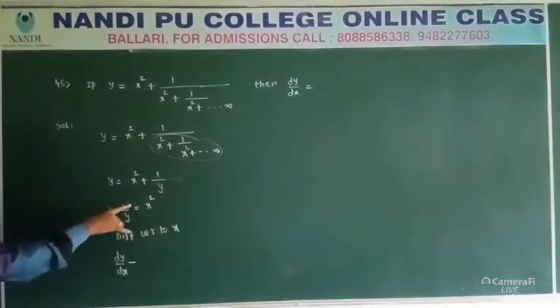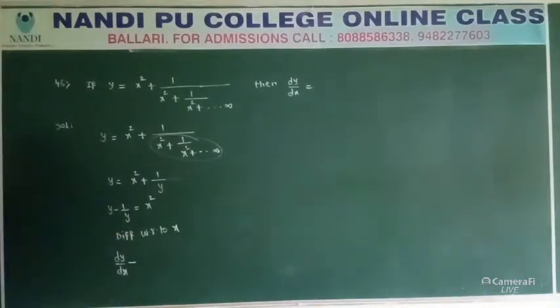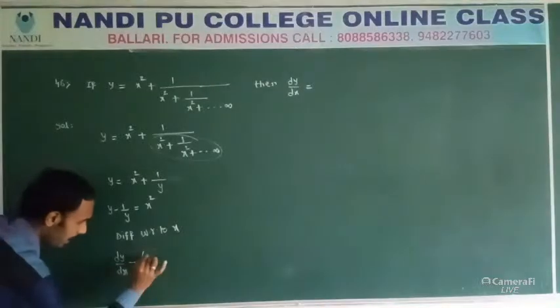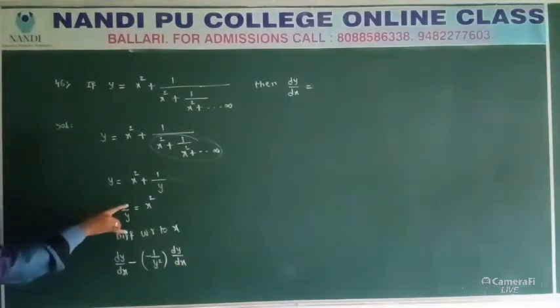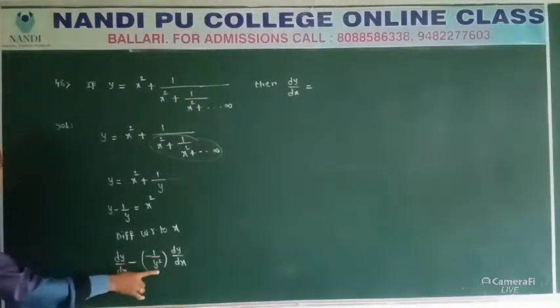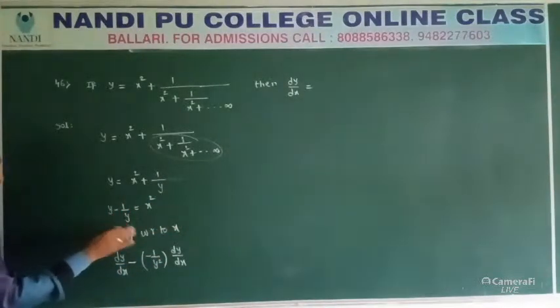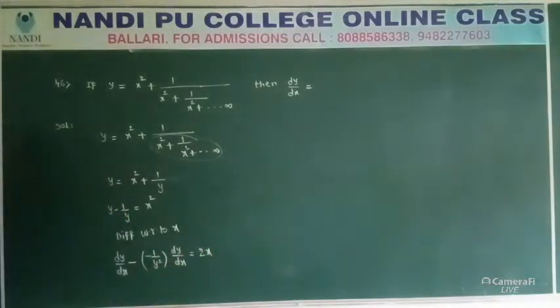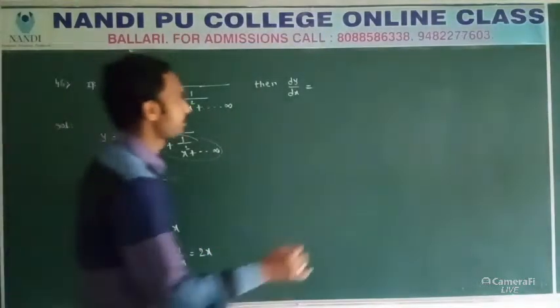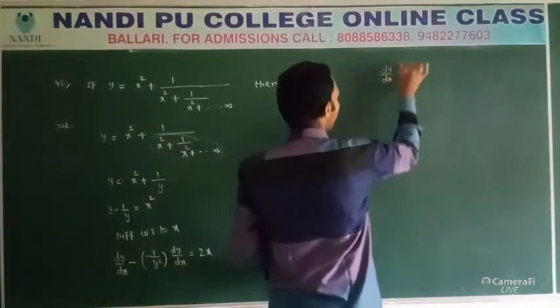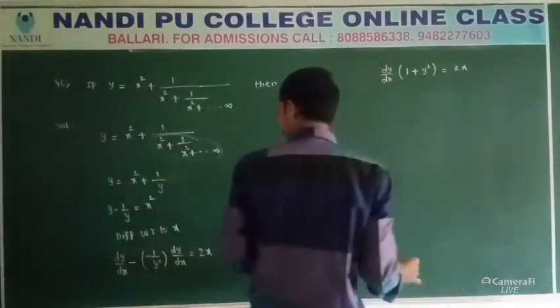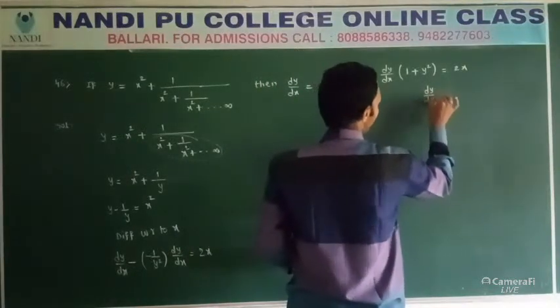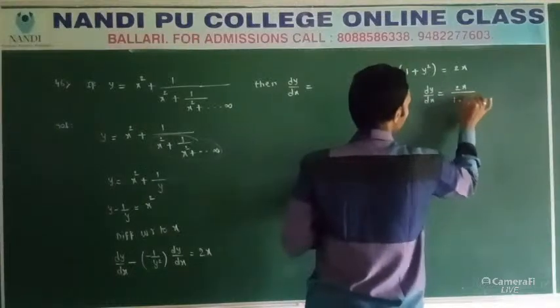The y derivative is dy by dx, minus, it is in the form d by dx of 1 by x. What is d by dx of 1 by x? Minus 1 by x square. So minus 1 by y square into the y derivative, dy by dx. x square derivative is 2x. From two terms take dy by dx common. First term 1, minus into minus is plus, 1 by y square is equal to 2x.